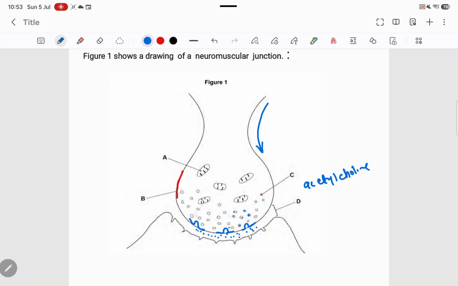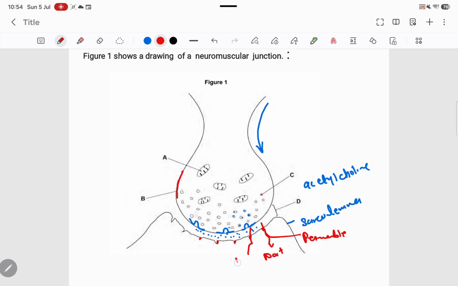Now the acetylcholine, the neurotransmitter, binds over here. This is the sarcolemma, the membrane of the muscles. These are the receptors over here. These acetylcholines bind over here. When they bind on the receptor site, the receptors become permeable, so that results in the influx of sodium ions inward.